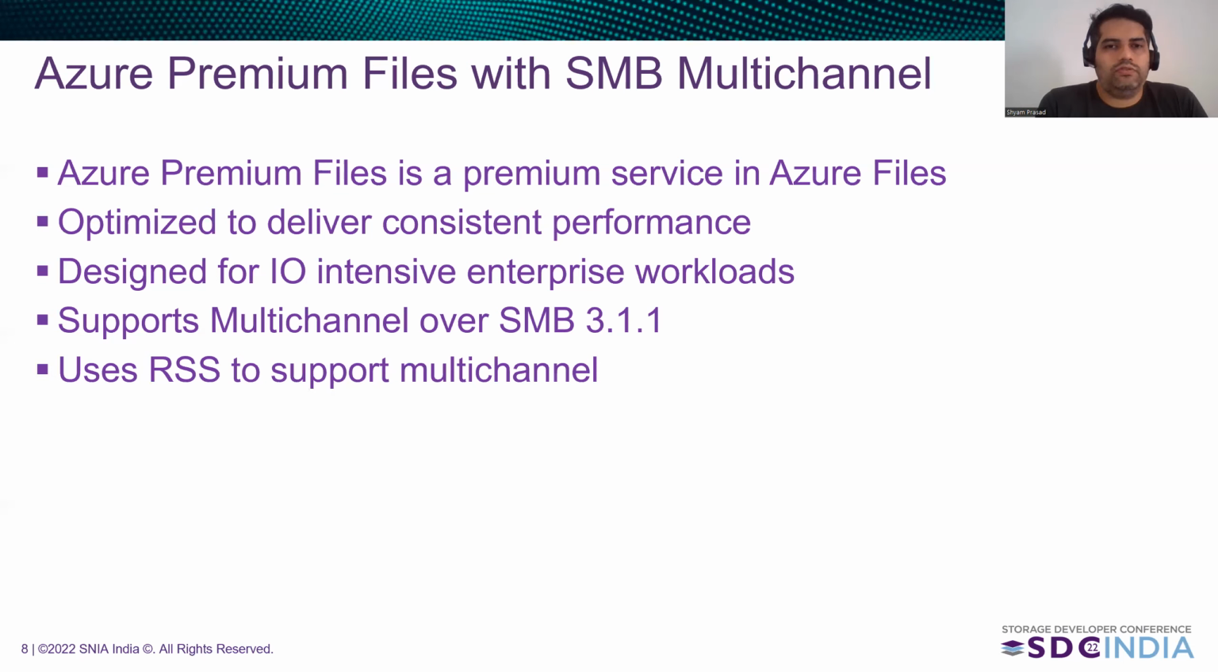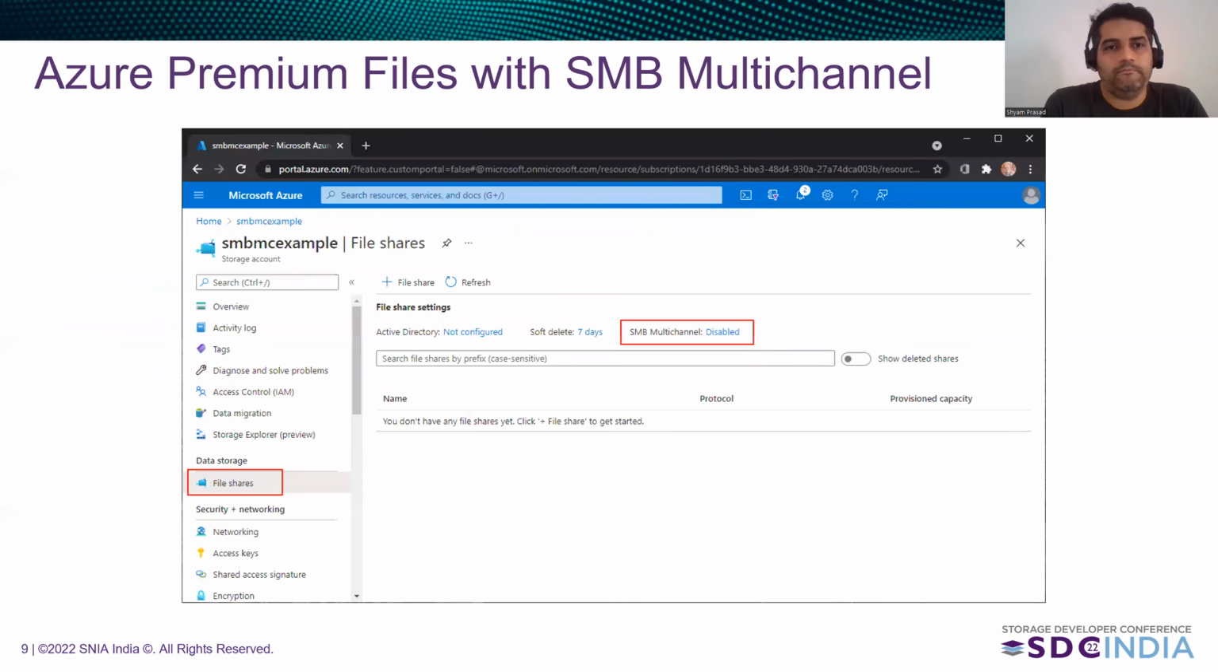Azure Premium Files also supports SMB Multichannel over SMB 3.1.1. So you need to ensure that SMB 3.1.1 is used by the client, and the client also supports multi-channel, in order to connect to Azure Premium Files using multi-channel. Azure Premium Files relies on RSS to support multi-channel, in the sense that it has interfaces that support RSS in order to support multi-channel.